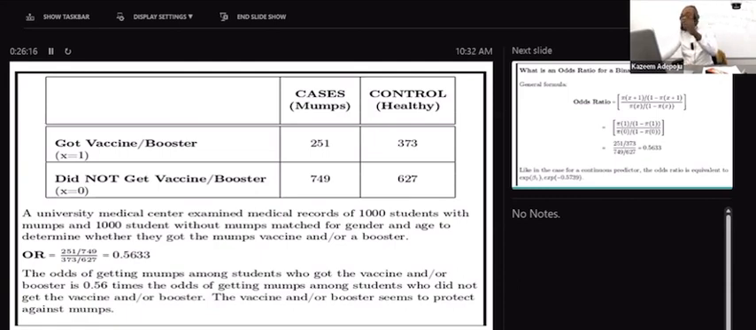A 0.5633 is classified under the odd ratio less than 1. Does that make sense? Now, we're going to say the odd of getting mumps. Why do I say mumps? Because mumps is in the numerator. The odd of getting mumps among students who got the vaccine booster is 0.56 times the odd of getting mumps among students who did not get the vaccine. This is to show you that the vaccine is working, because here what we have in the numerator is actually getting disease. But when the odd ratio is less than 1, that actually favors the one in the numerator. Does that make sense to you now? So which means the odd of getting mumps among students who got vaccine is actually 0.56. That's okay, which means vaccine is working.